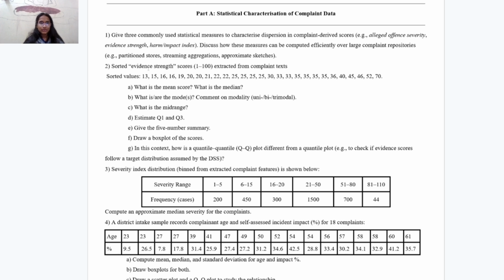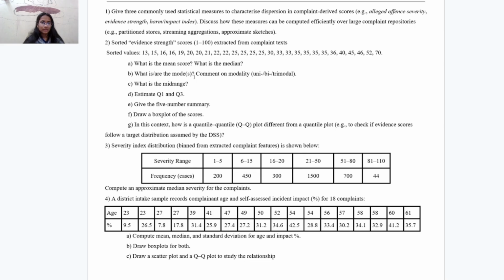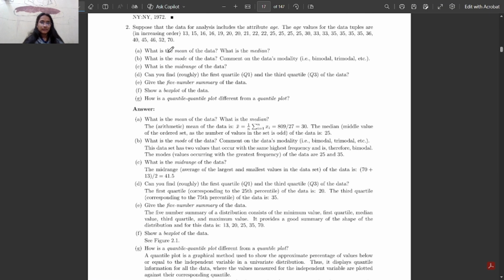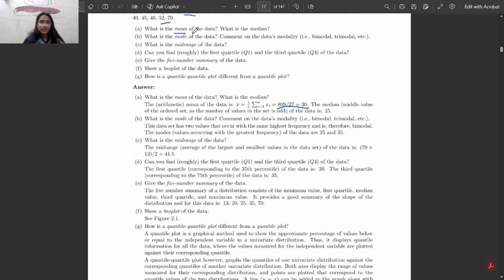So student feedback values are given here, in sorted order. We have to calculate mean, median, mode, mid-range and so on. Let's solve this question step by step, because this question is long but it covers most of the things. First we have to calculate the mean of the data. Here is the data given. We add all the values and divide by the number of values. On calculating, we got the mean as 30.